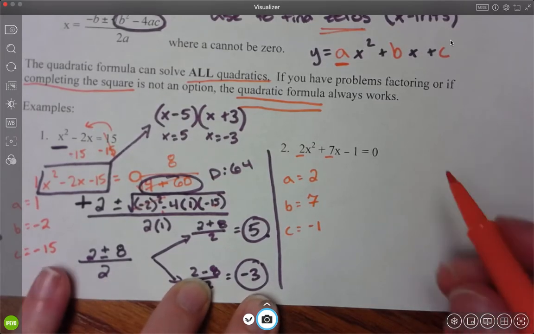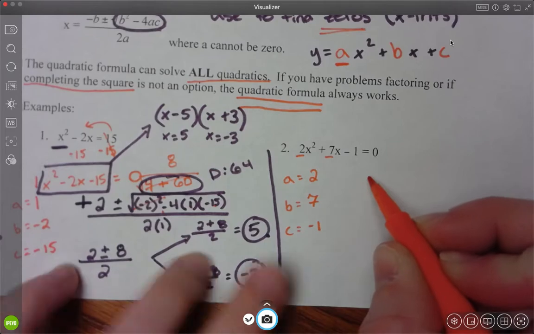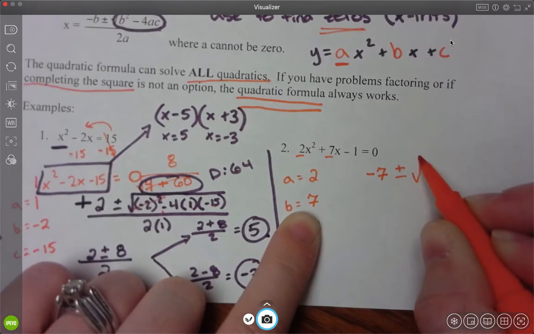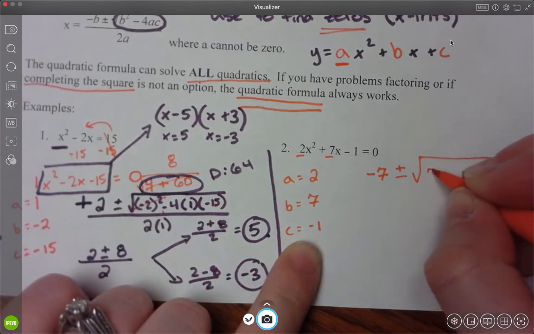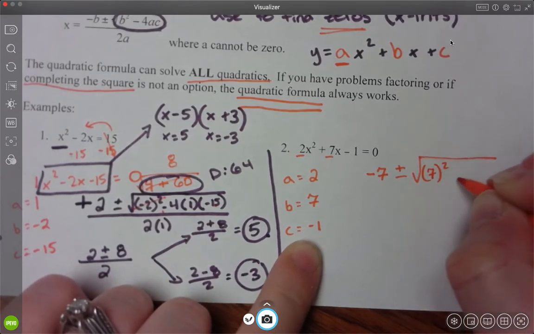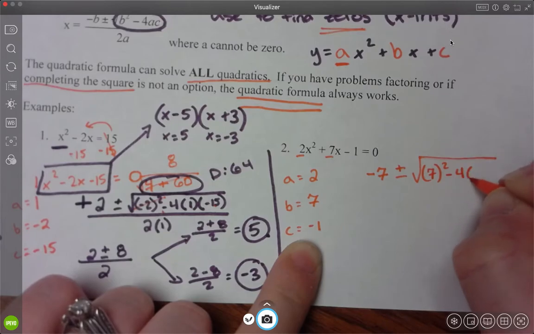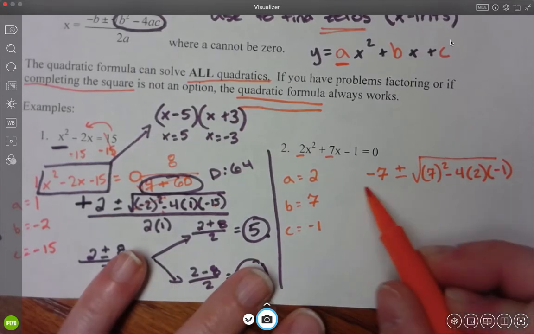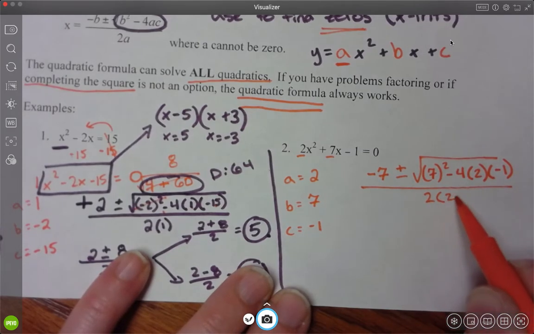All right, so negative B. B is positive 7, so I'm going to change that to negative 7, negative B, plus minus the square root. B squared is going to be 7 squared, minus 4 times A, which is 2, and C is negative 1. Okay, all over 2 times A, which is 2.